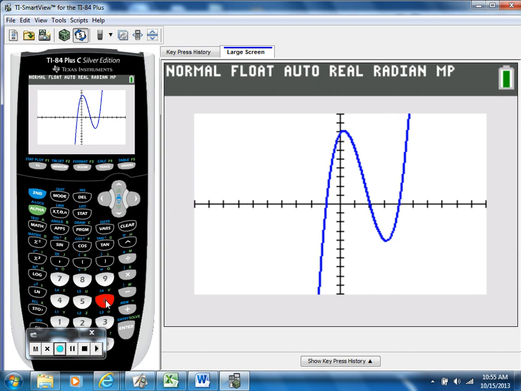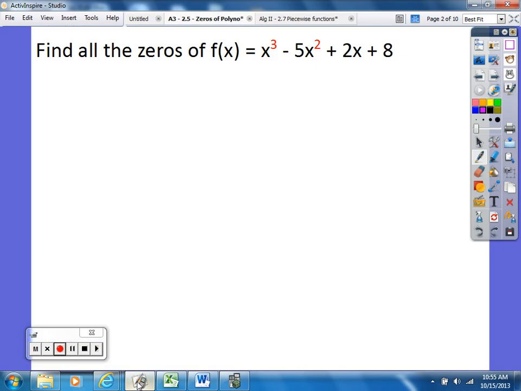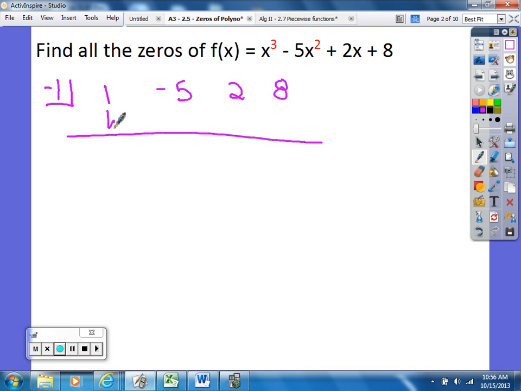Well, synthetic division, right? So we're going to prove it by using synthetic division with negative 1. We're proving it. What does my remainder have to come up to be for me to prove it? 0. This is the algebraic way to prove it. Just because you saw it on the calculator doesn't mean it's 100% true. So 1, negative 5, 2, and 8. I'll bring down the 1, negative 1, negative 6, 6, 8. I did that rather quickly, mainly because we've practiced this a few times now, right?